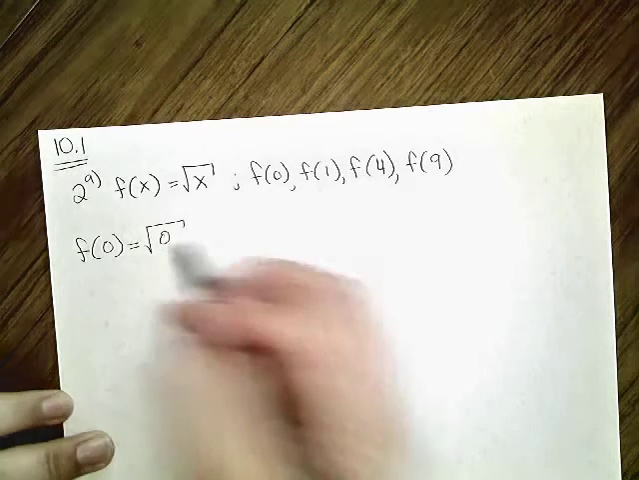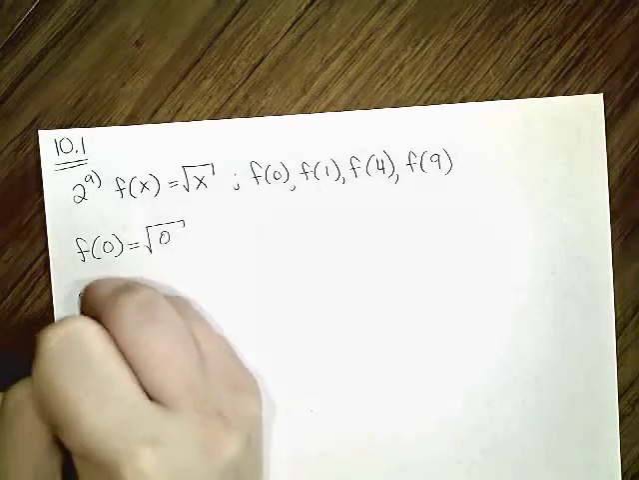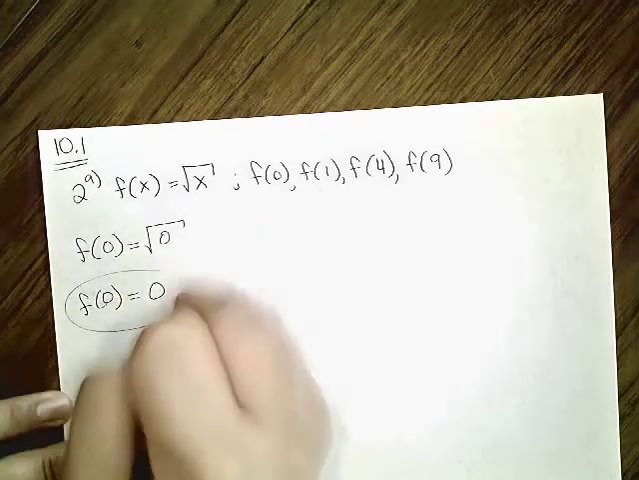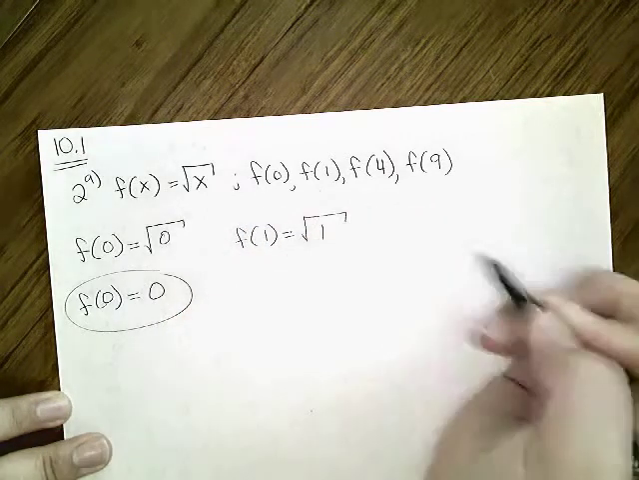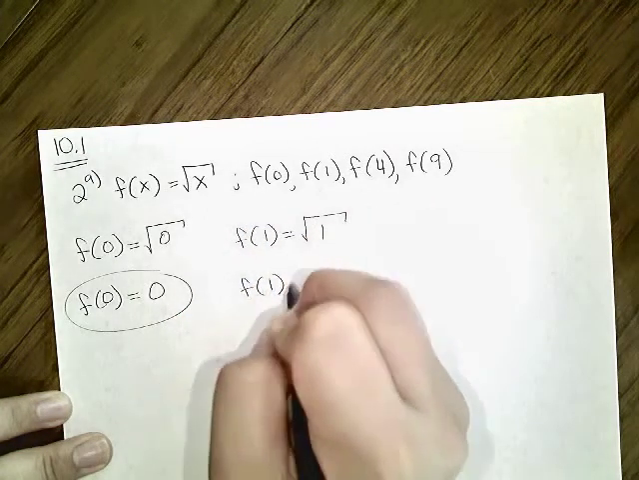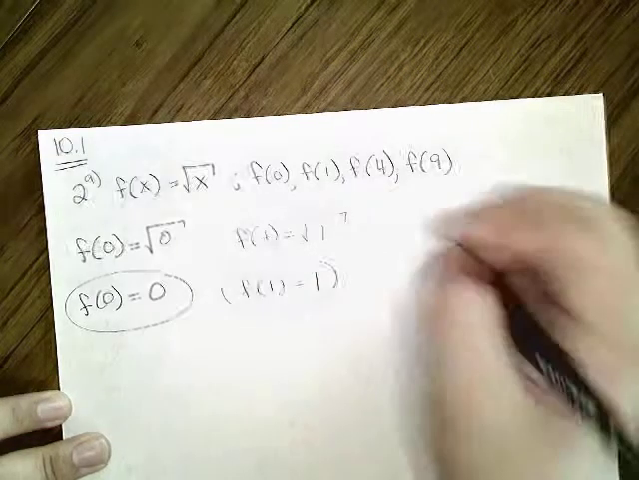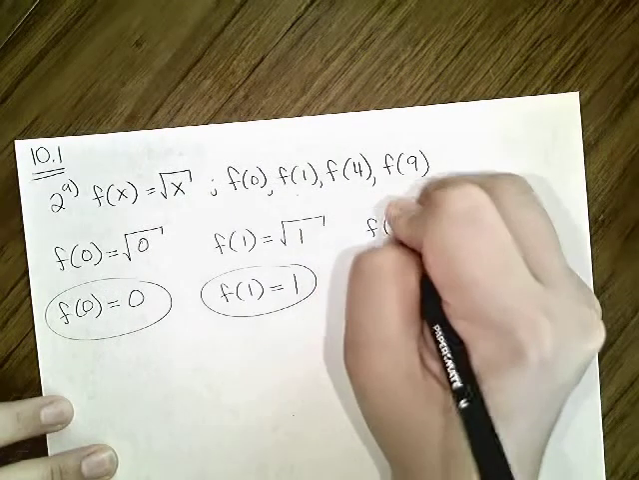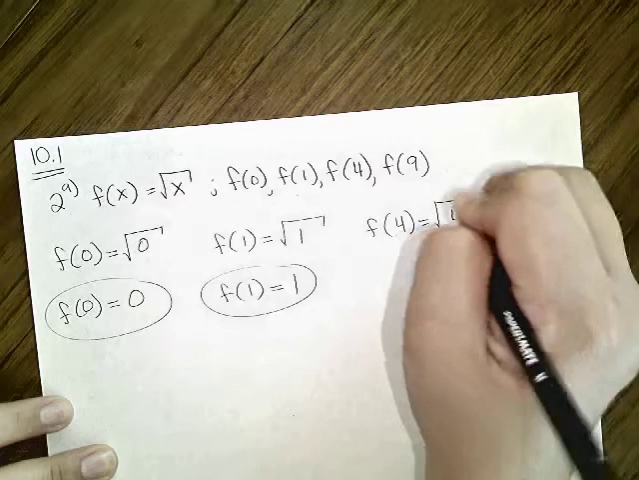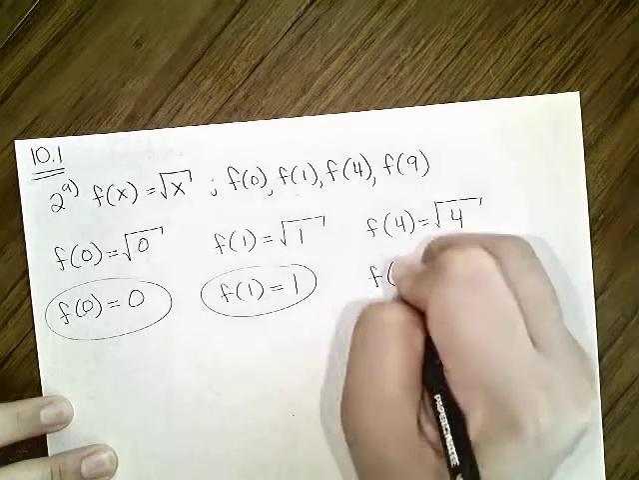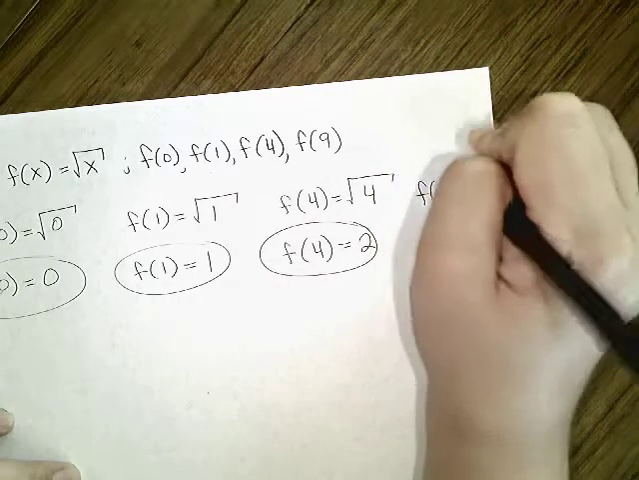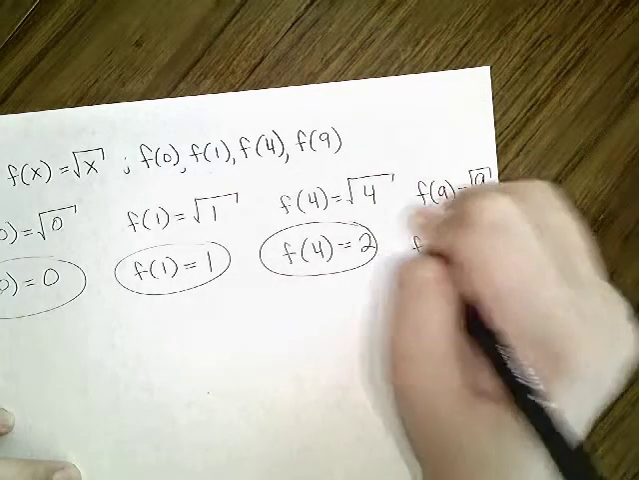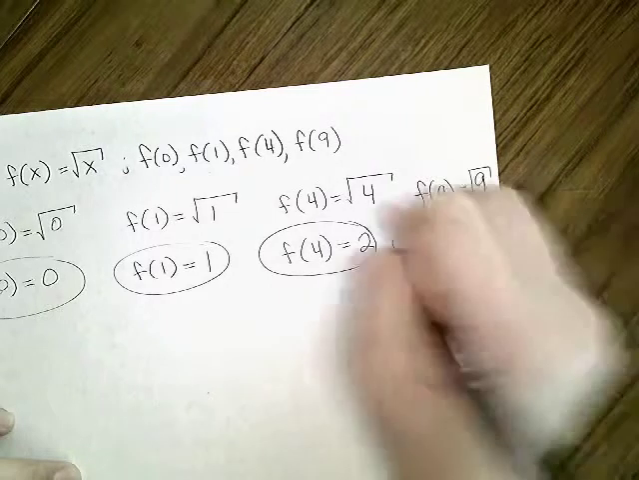Well, the square root of 0 is 0. So we say f of 0 equals 0. F of 1 equals the square root of 1. The square root of 1 is 1, so f of 1 equals 1. F of 4 equals the square root of 4, so f of 4 equals 2. And f of 9 equals the square root of 9, so f of 9 equals 3.